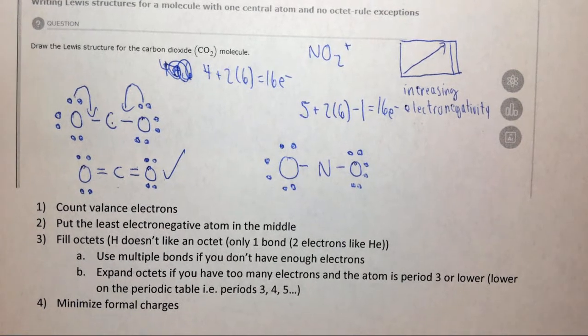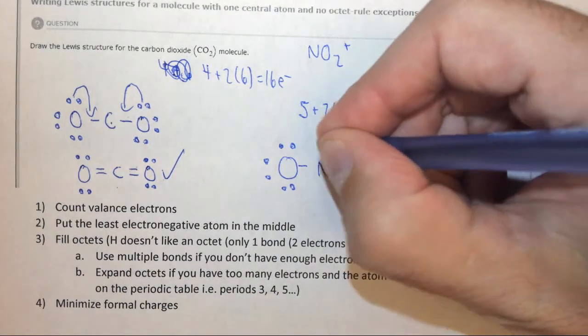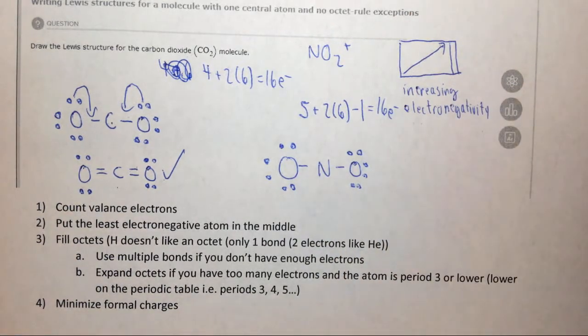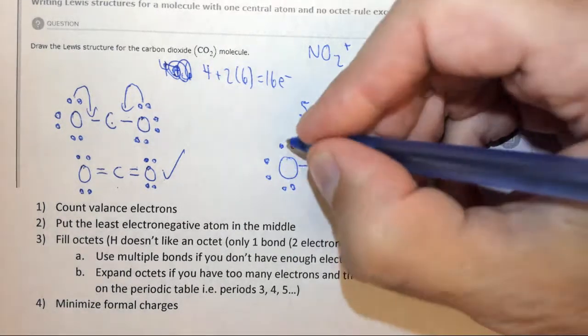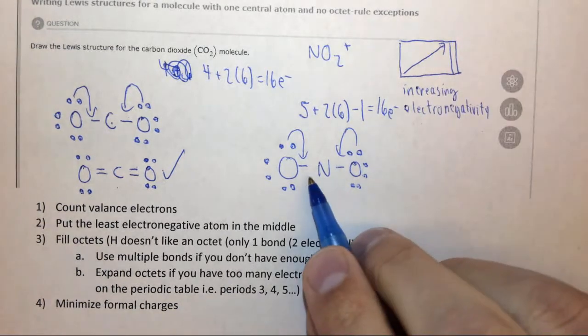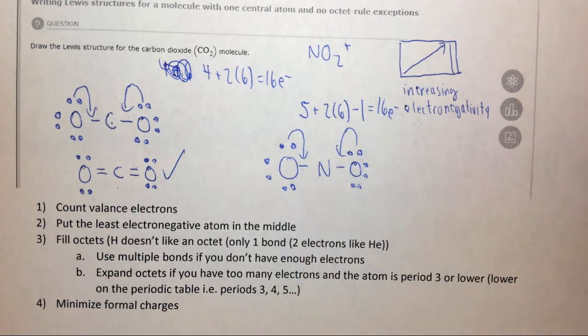So far, so good, except I haven't filled nitrogen's octet. And just like before, I need to use multiple bonds if I don't have enough electrons. I can't simply put 4 electrons, 2 lone pairs, on nitrogen, because I only have 16 electrons, and that would be 20 electrons, and that's not going to work. So I do the same thing. I make multiple bonds. And I do that twice, because I know that only doing it once will put 6 electrons around nitrogen. Doing it a second time will put 8.